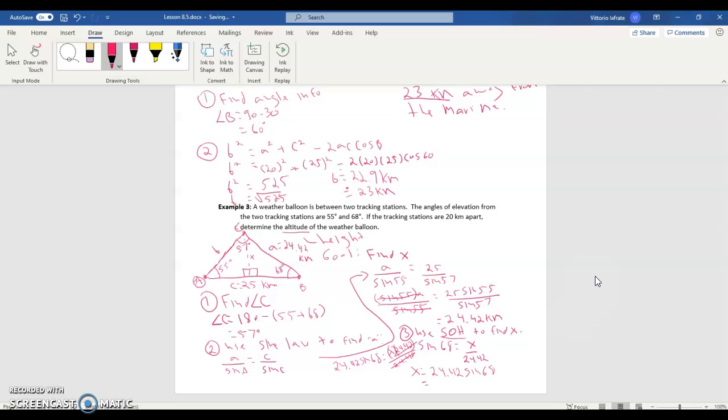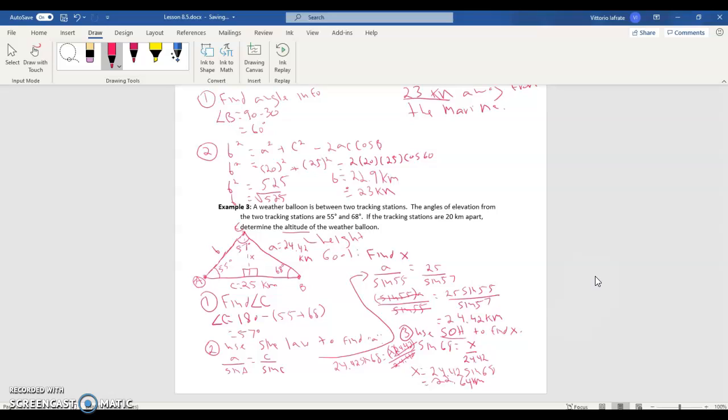So my x value in the end is going to be, hopefully this works out, 24.42 times sine 68 gives me 22.64 kilometers. Now let's go and double check if that worked out.